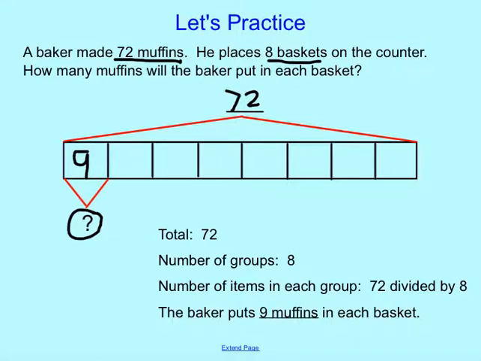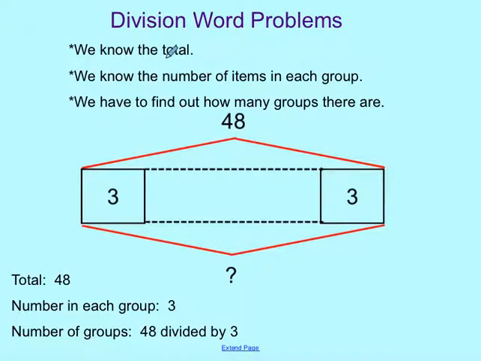Now, we are going to look at our second type of division bar model. In this case, once again, with division, we know the total. Here you can see my total is 48. This time, we know the number of items. We do not know how many groups there are. So we're trying to find out.